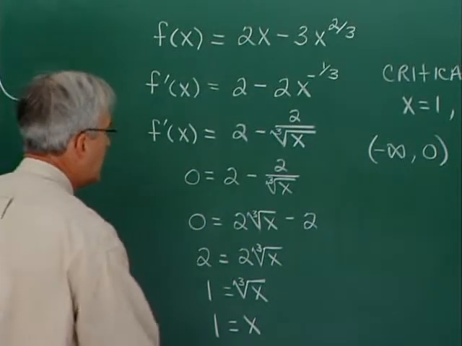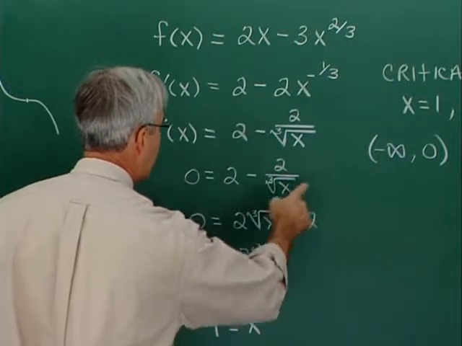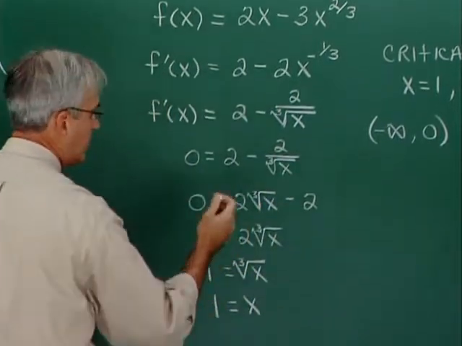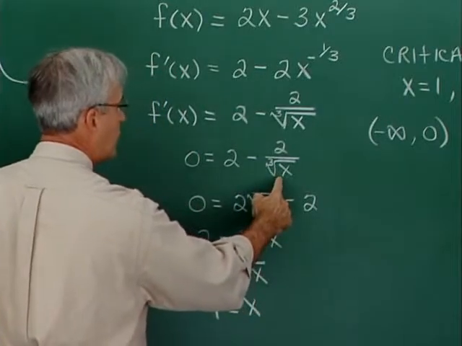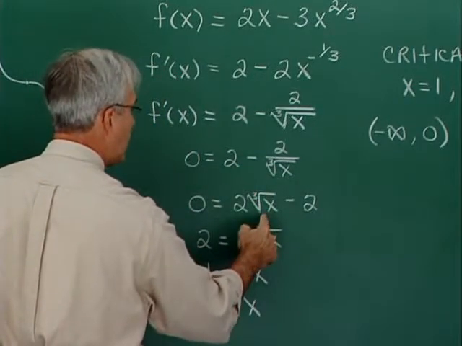Now to do that, let's see, we'll multiply through. Now there are several techniques that are possible here, but what I did in this situation is to multiply through by the cube root of x. Multiply this by the cube root of x, we get this.